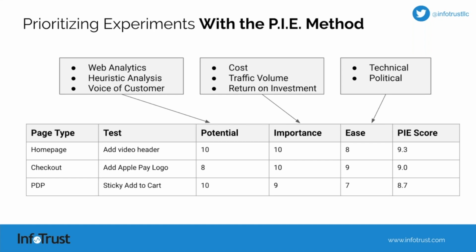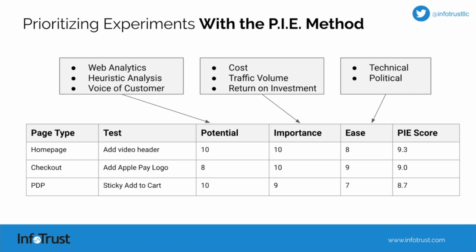So potential comes from your data sources. When you look at web analytics or your heuristic analysis or voice of customer data, how much potential for improvement is there? How much of an improvement can be made on those KPIs? Importance: how important is this page or this element to your site or your conversions? This could be in relation to cost, traffic volume, your return on investment for those particular elements or pages, but generally how important it is to your site performance.